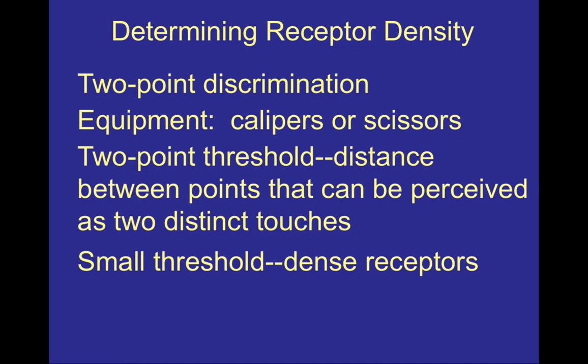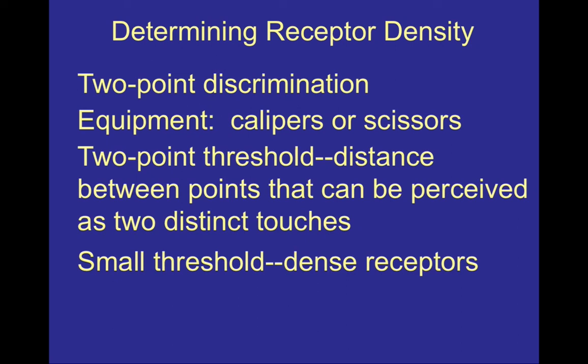So there are four remaining concepts that we need to discuss in terms of general senses. You'll find the lab manual sheets for this presentation posted on Canvas, and in the lab manual sheets, you'll find a couple experiments that you can do on your own time to demonstrate these particular concepts. The first concept that we're going to discuss is two-point discrimination.